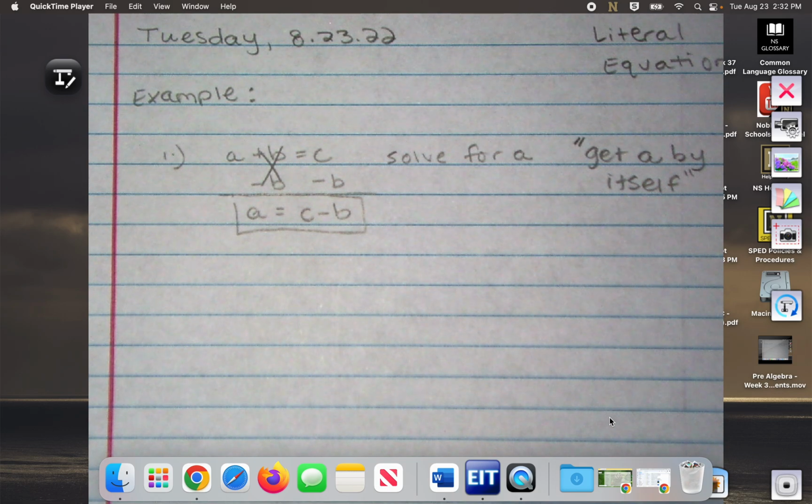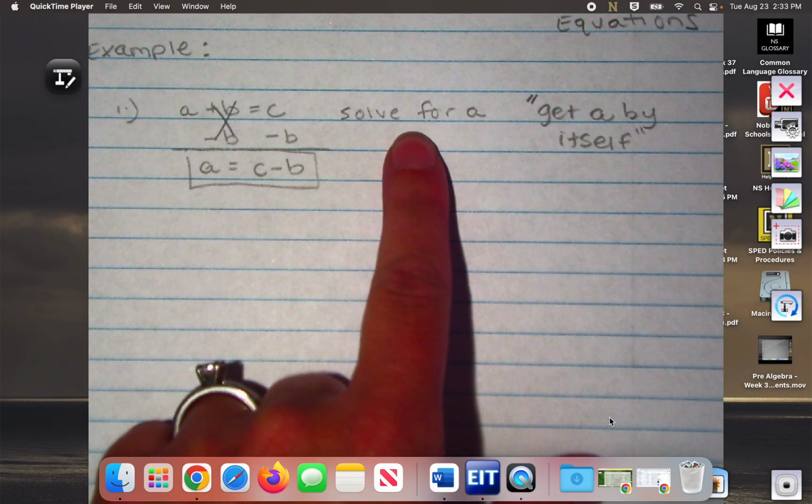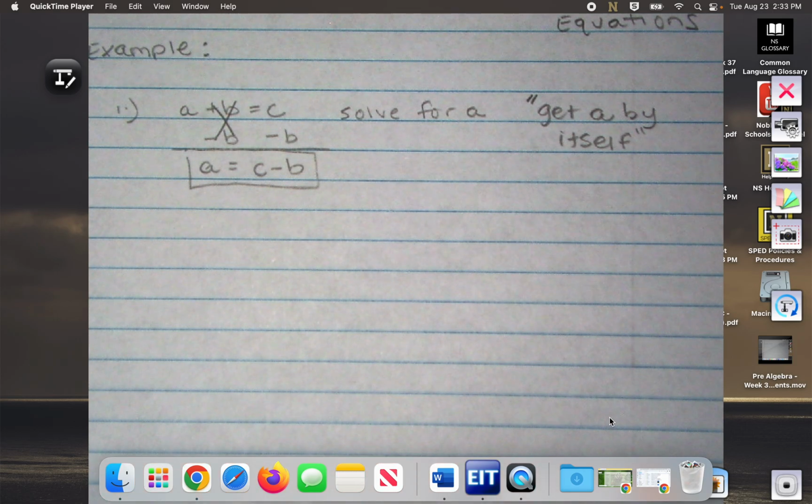So will these equations ever have numbers? They might, but you won't actually be using them, if that makes sense. They might have numbers in there, but your only goal for a literal equation is to get whatever they say to solve for by itself. You're not going to know the value of that necessarily. Okay? So let's try another one.